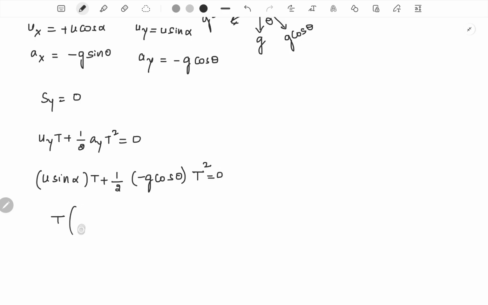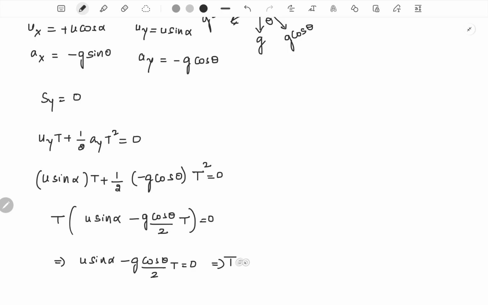Or if I take t common, u sin alpha minus g cos theta by 2 into t is equal to 0. So we would get t as 2u sin alpha divided by g cos theta. This is the time after which it would strike the inclined plane.